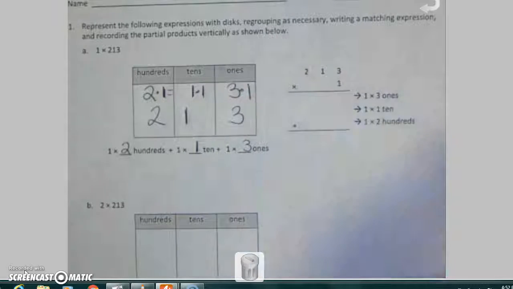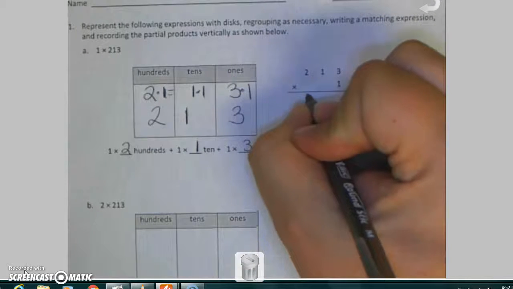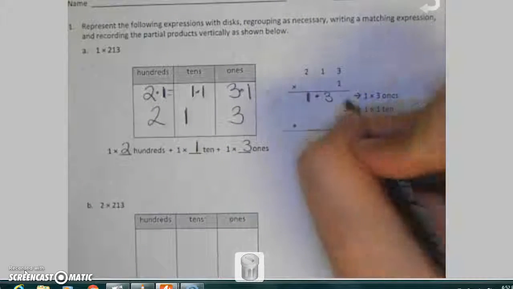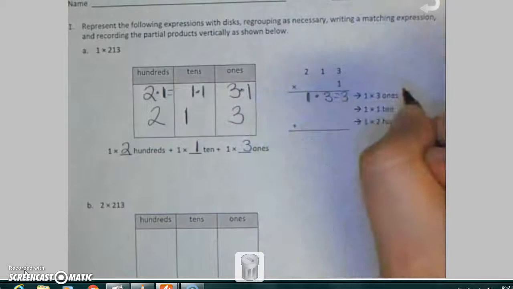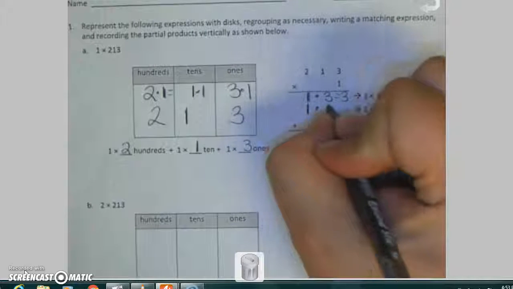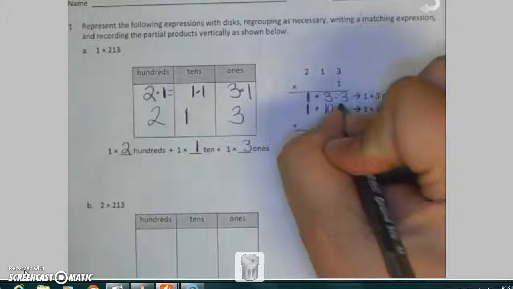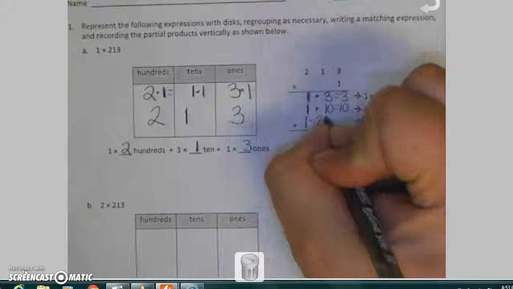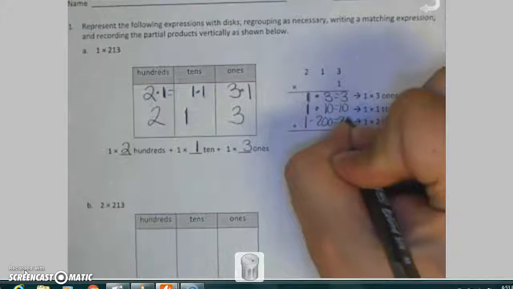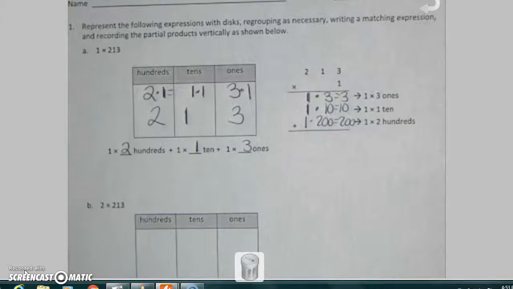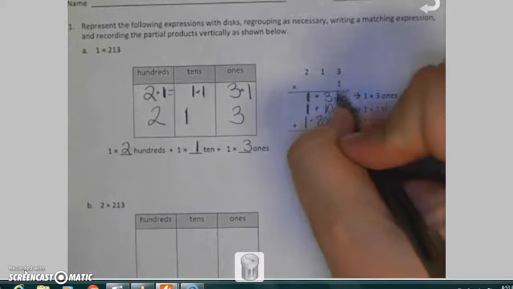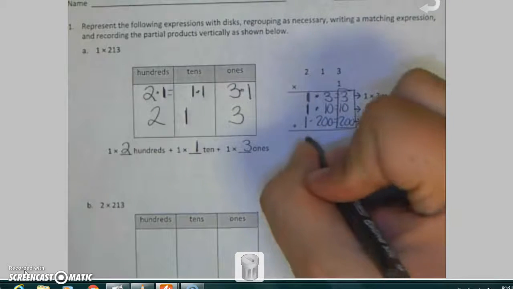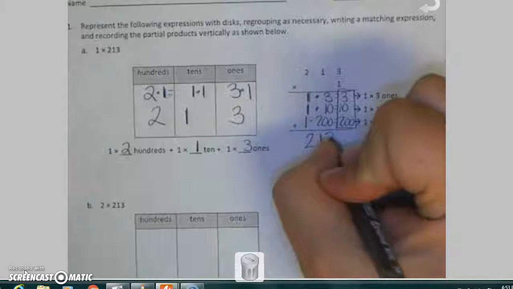Same thing with over here. I have 1 times 3, which is equal to 3. 1 times 10, which is equal to 10. And 1 times 200, which is equal to 200. And if I added up all of these partial products, 200 plus 10 plus 3 is 213.